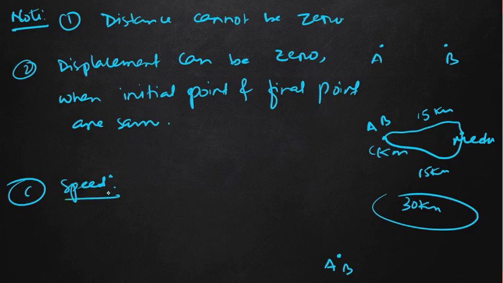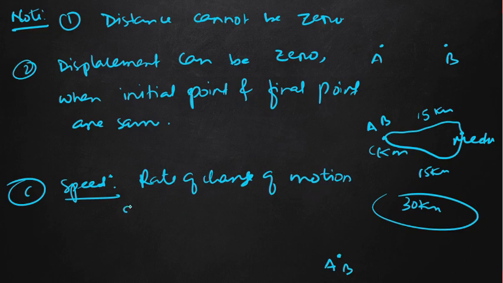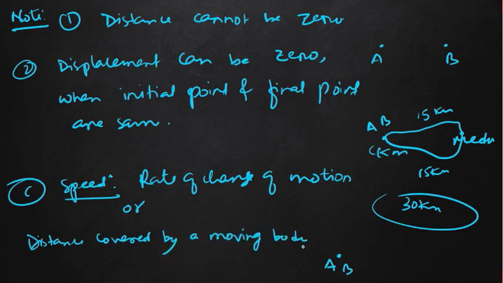So what is speed? It is the rate of change of motion. You can find the definition in the book also, or we can say what is speed? It is the distance covered by a moving body per unit time. So distance covered by a moving body per unit time is called speed.